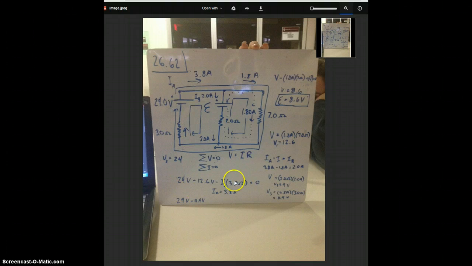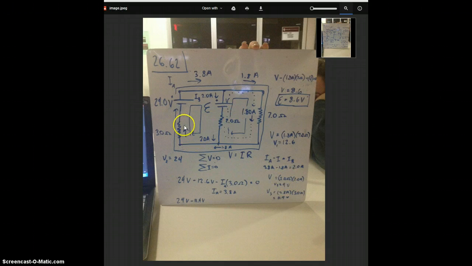So that's why it's 24 minus the 12.6, which is the voltage from the current through this resistor here, plus or minus some unknown current through this resistor here, which yields IA, or current A, to be 3.8 amps. Then using the junction rule, I know this is 1.8 over here and this is 3.8 here, that means 2 amps has to be going this way. If it's 2 amps going this way through a 2 ohm resistor, that's a difference of 4 volts.